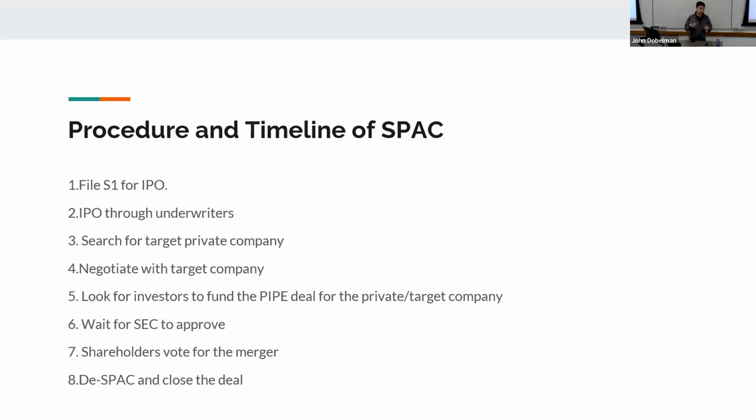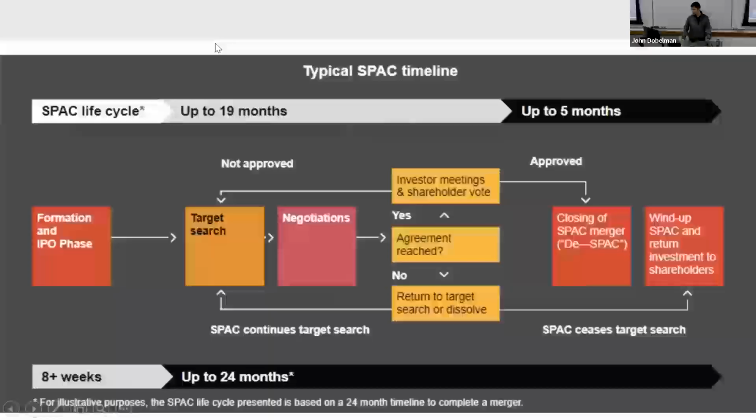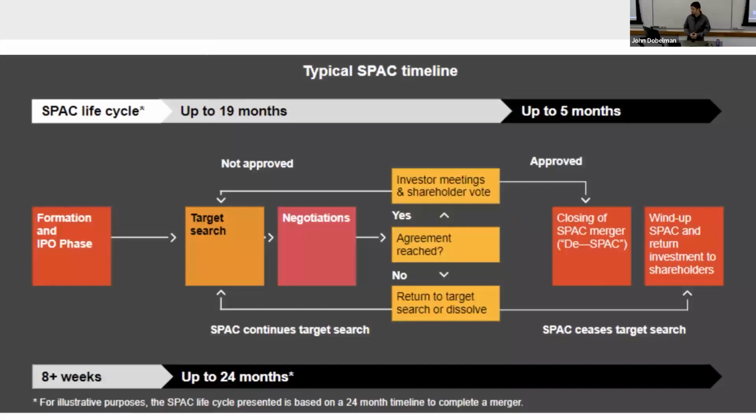You just become a holder of real public company shares, so basically there's no protection anymore. So that's the whole lifecycle of a SPAC. If you look here, you can see a typical flow chart of how things go, and if they reach agreement, they move forward to meet the further investor and the PIPE investor. If not, they go back to the target searching procedure.